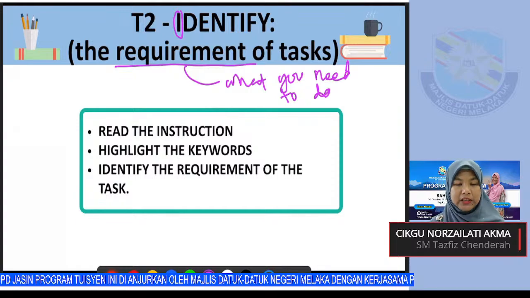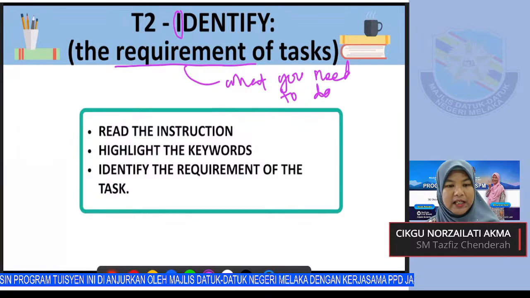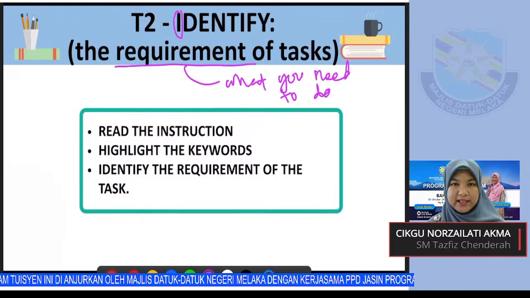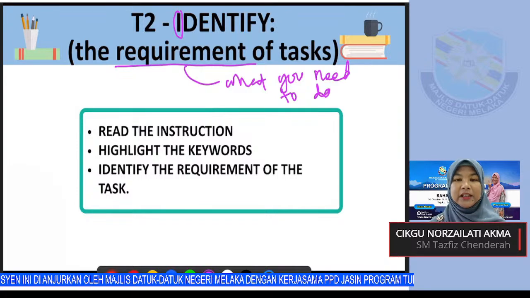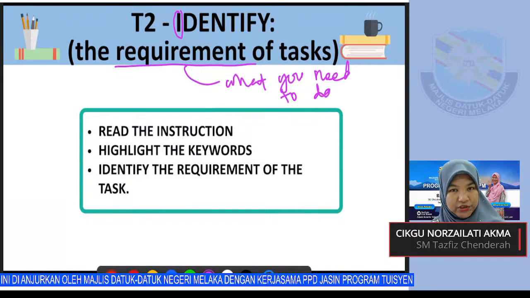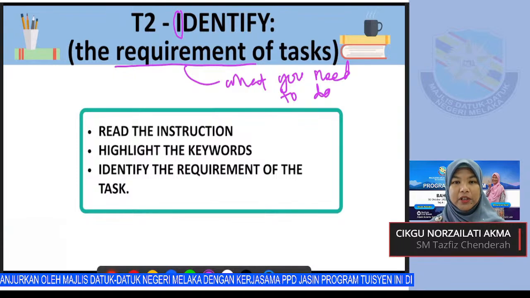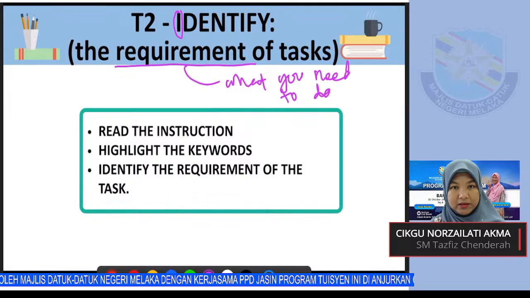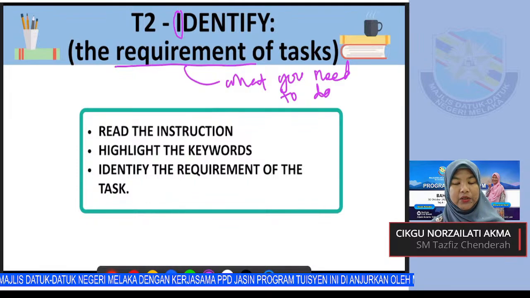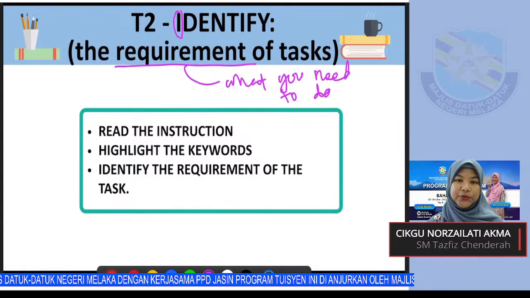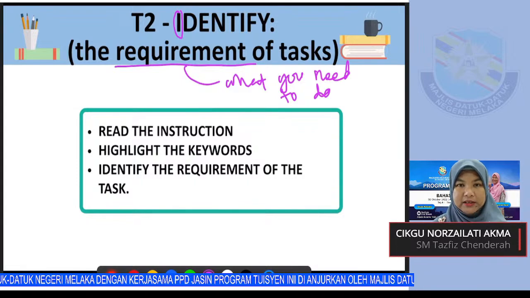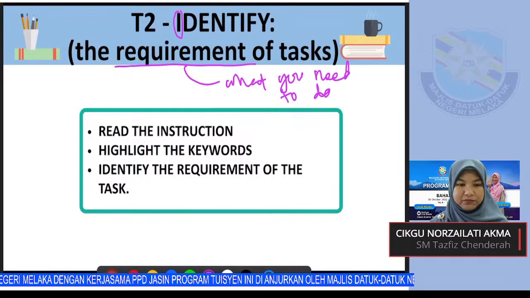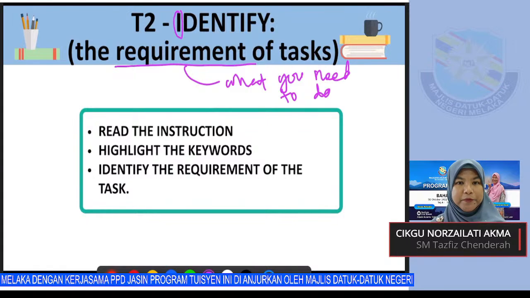Here, in order to identify the requirement of the task, first you need to read the instruction. Just now you read the rubric, isn't it? Now you need to read the instruction. For part 5, as you are aware of, there are 2 parts of it: question 33 to 36 and then question 37 to 40. Matching text and also notes completion. So you need to read the instruction for each part carefully.